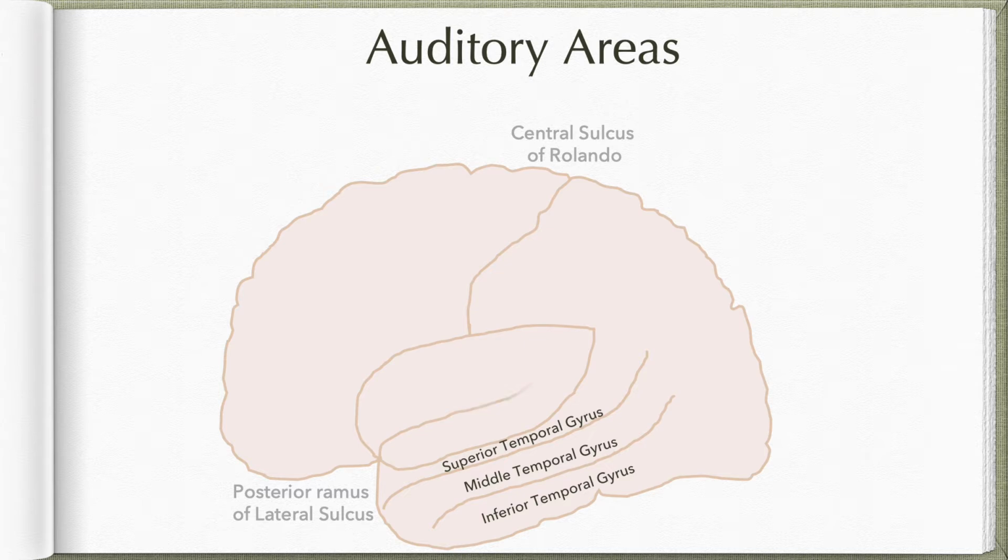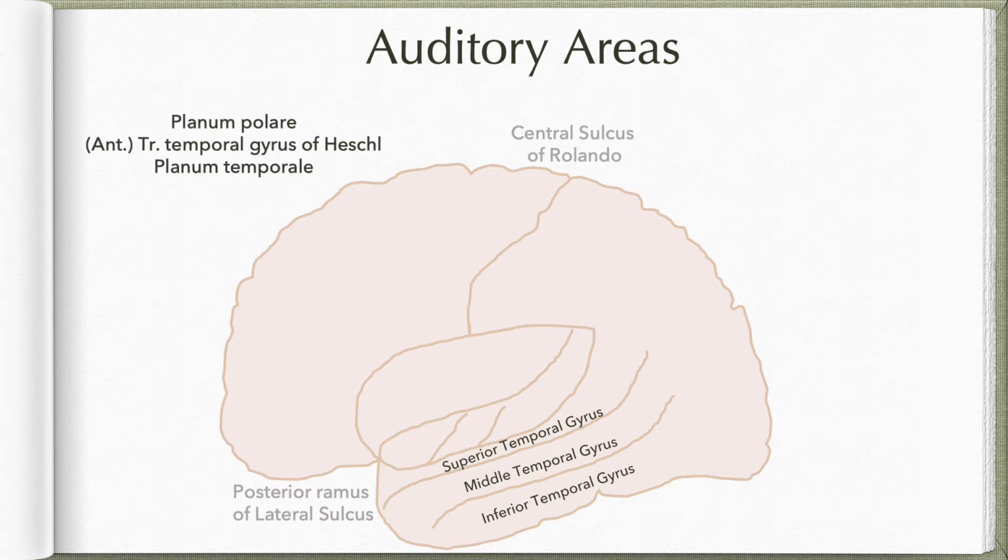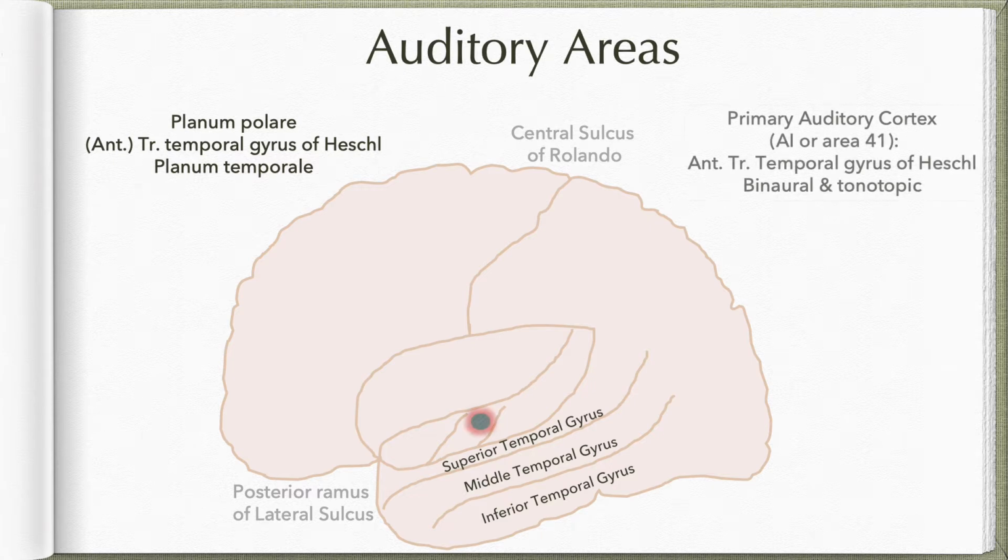of superior temporal gyrus, which is the auditory areas area, shows two sulci running ventrolaterally that will divide the area into three parts: an anteriorly located planum polare, the middle area known as anterior transverse temporal gyrus of Heschel, and the posterior area known as planum temporale. Now, the primary auditory cortex, or the area A1 or area number 41, is located in the anterior transverse temporal gyrus of Heschel, more medially.